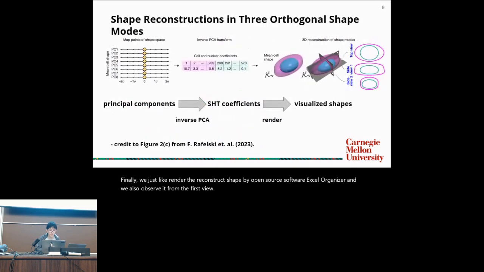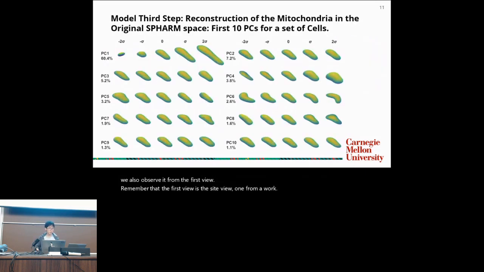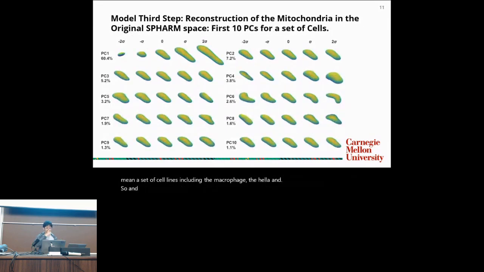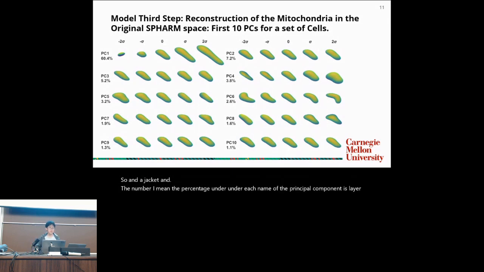Remember that the first view is the side view from Rafalski's work. What we did in our experiment is plot the first 10 principal components for a set of cell lines, including the macrophage, the HeLa, and the Jurkat. The percentage under each principal component name is its corresponding explained variance.